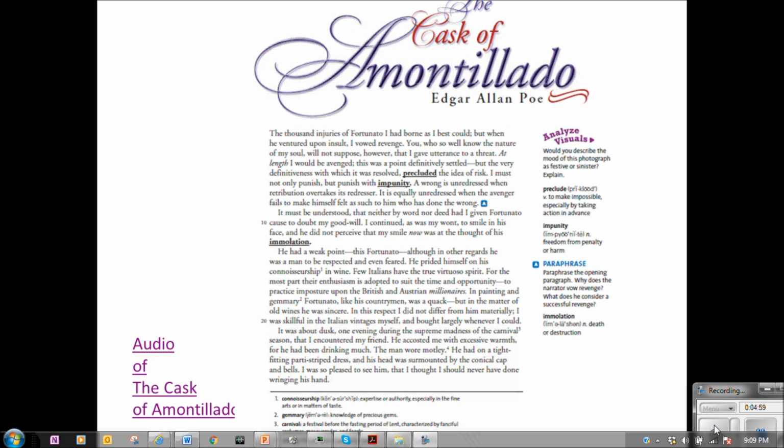It was about dusk one evening during the supreme madness of the carnival season that I encountered my friend. He accosted me with excessive warmth, for he had been drinking much. The man wore motley. He had on a tight-fitting party-striped dress, and his head was surmounted by the conical cap and bells. I was so pleased to see him that I thought I should never have done wringing his hand.